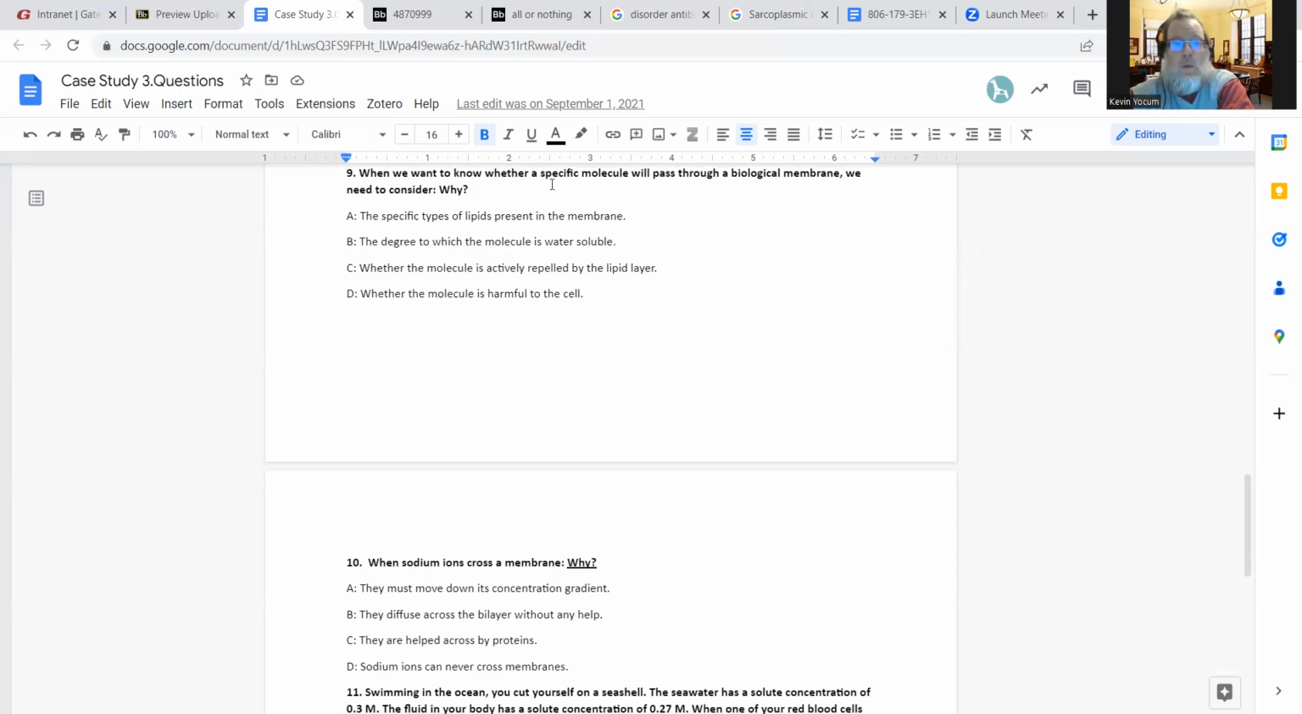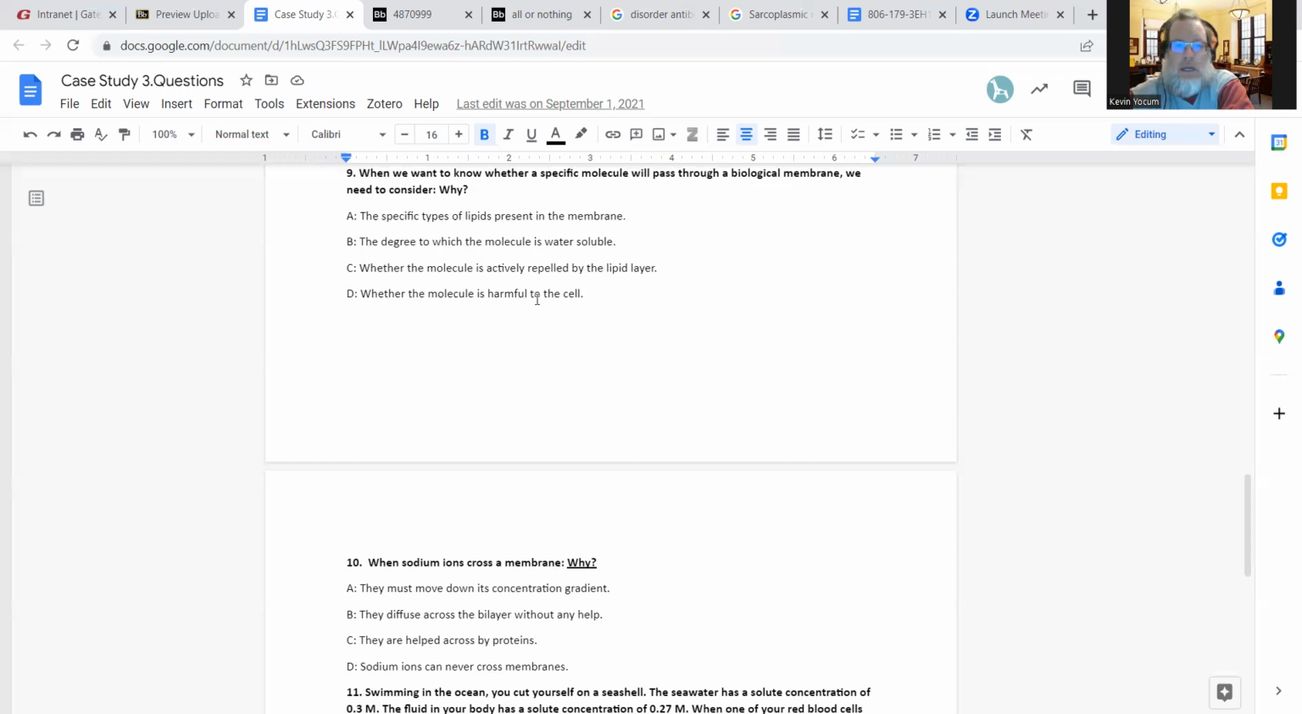Okay, so when we want to know whether a specific molecule will pass through a membrane, it has to be water soluble because remember the majority past that membrane is water. So if it's not water soluble, it won't. So like a fat molecule. Okay? Whether the molecule is actively repelled by the lipid layer. Now, the lipid layer is passive. It's not alive, actively doing anything.